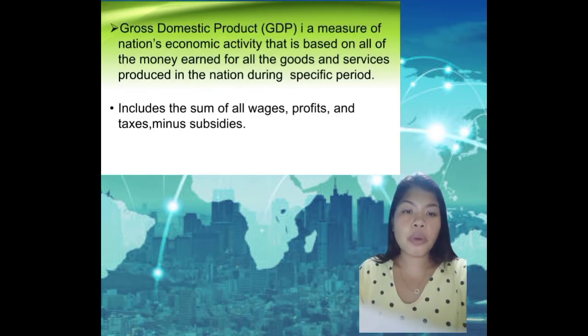Gross domestic product is a measure of a nation's economic activity that is based on all the money earned from all the goods and services produced in the nation during a specific period. It includes the sum of all wages, profits, and taxes, minus subsidies.